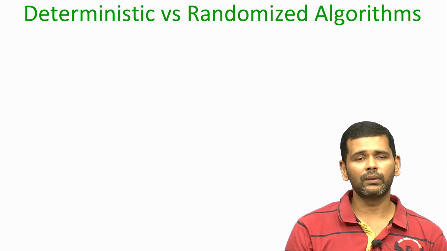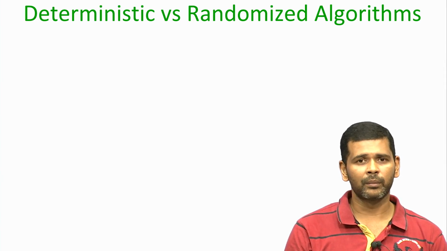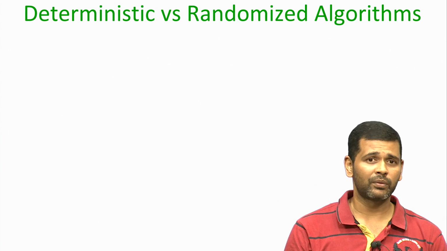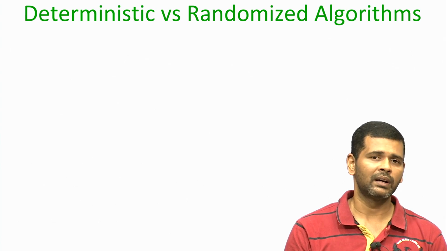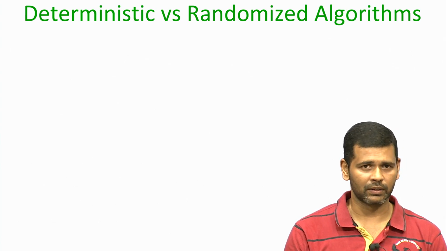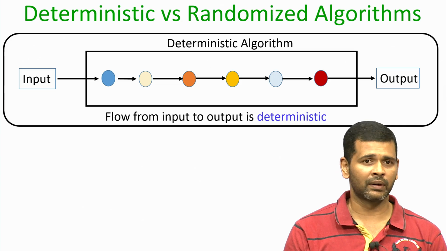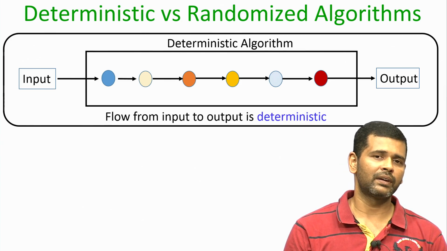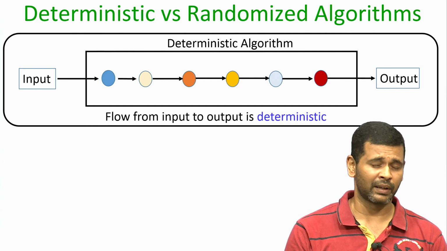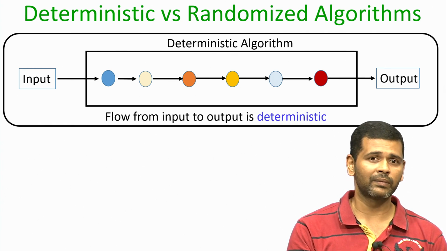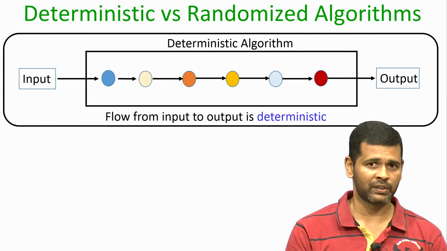Before going into the formal description of a symmetric key encryption process, let us first try to understand the difference between a deterministic and a randomized algorithm. In a deterministic algorithm, the output is a deterministic function of the input. That means if we consider the state transition inside the algorithm, then the flow from the input to the output is always a deterministic function.